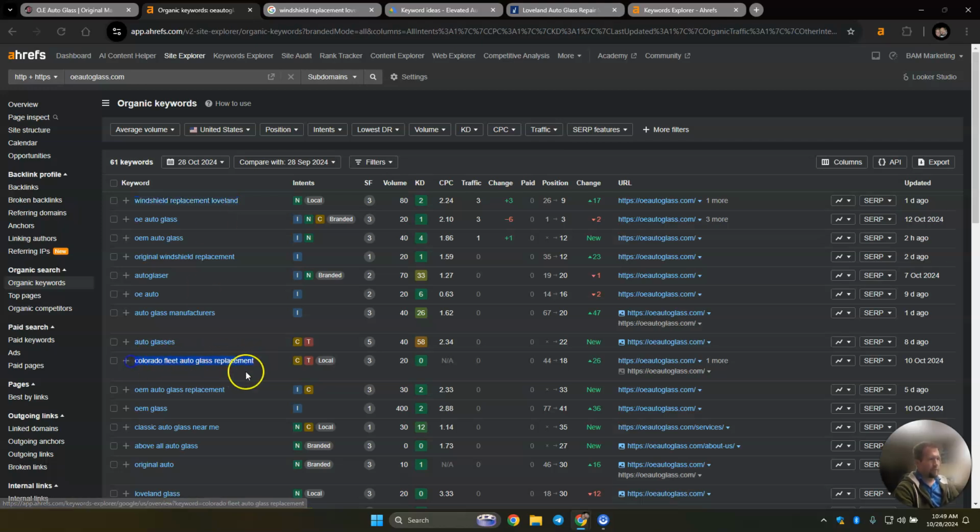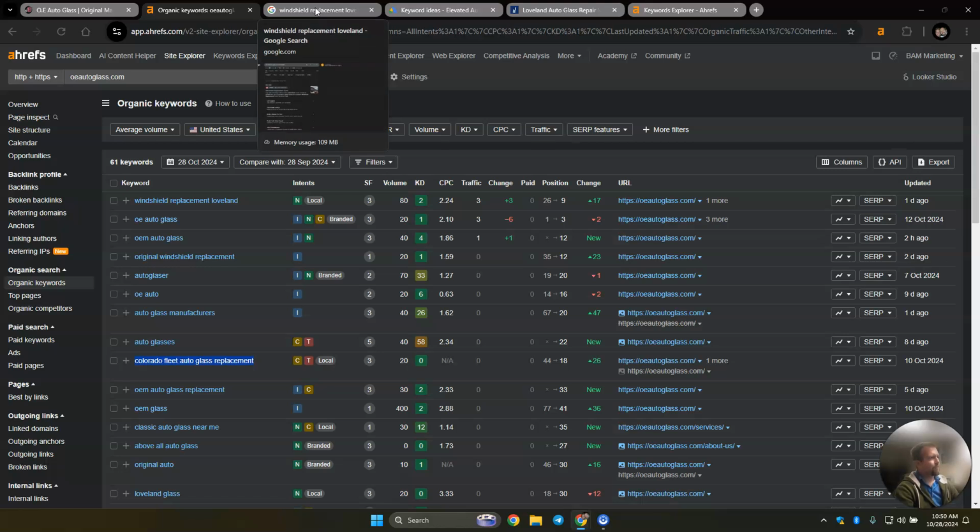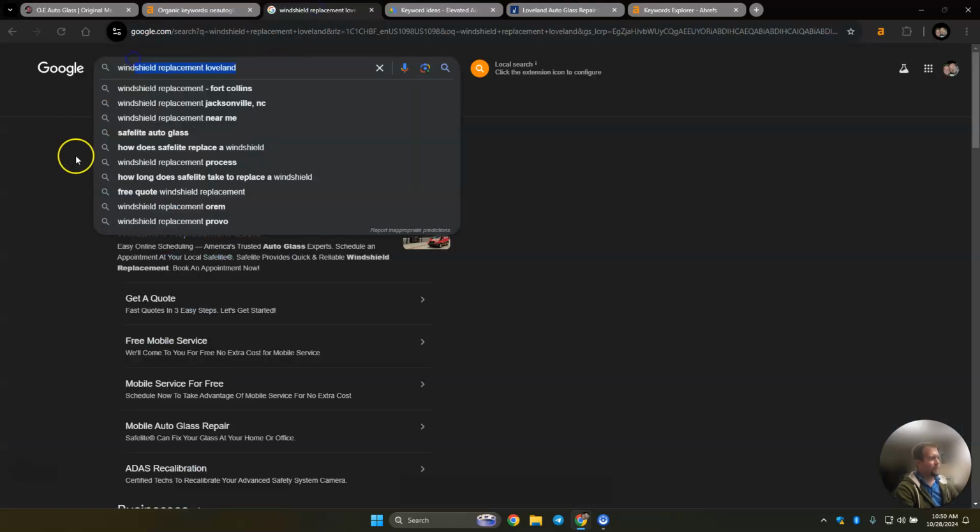And it looks like you do Colorado Fleet as well. So those are the types of buyer intent keywords I want you to get in front of so that when they search it, they'll go to your website and become customers for you. So I did do a quick search of windshield replacement Loveland.